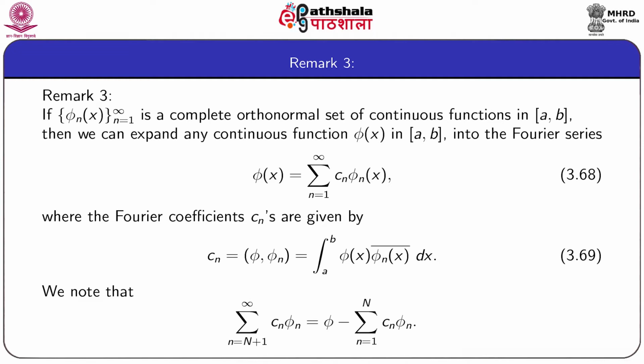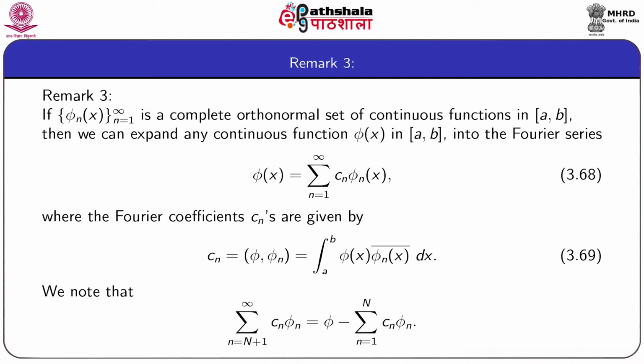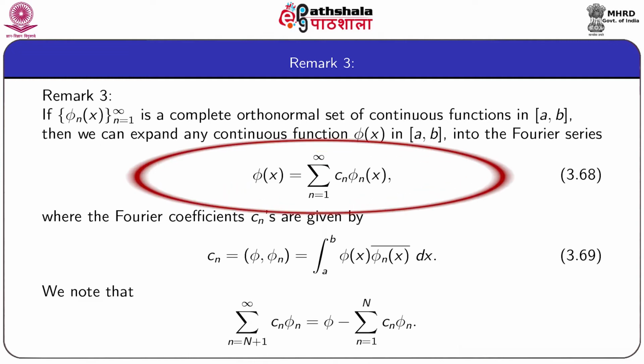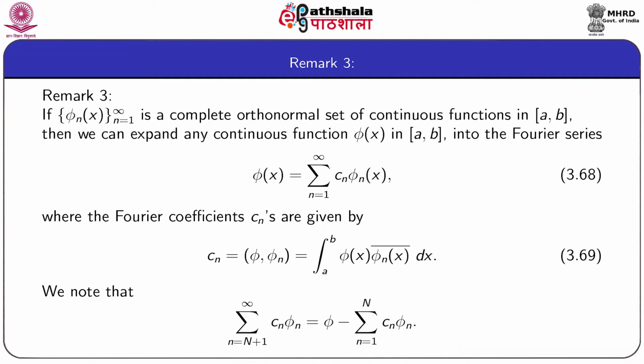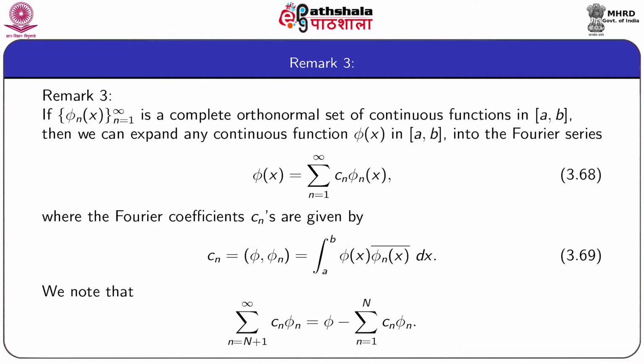If phi nx, n ranging from 1 to infinity, is a complete orthonormal set of continuous functions in the closed interval ab, then we can expand any continuous function phi x in the closed interval ab into Fourier series as phi x equal to summation n equal to 1 to infinity Cn phi n x, as given by equation 3.68. Here the Fourier coefficients Cn are given by Cn equal to integral from a to b phi x phi n x bar dx. Here bar denotes the complex conjugate.